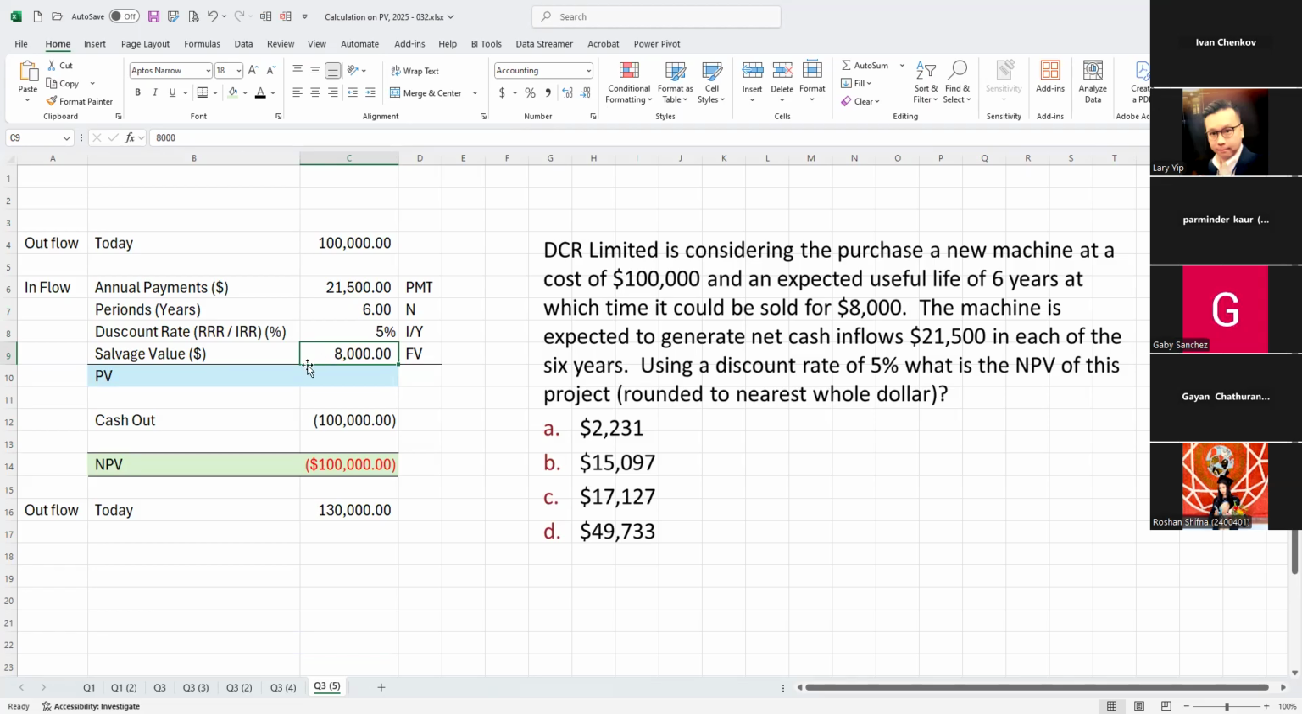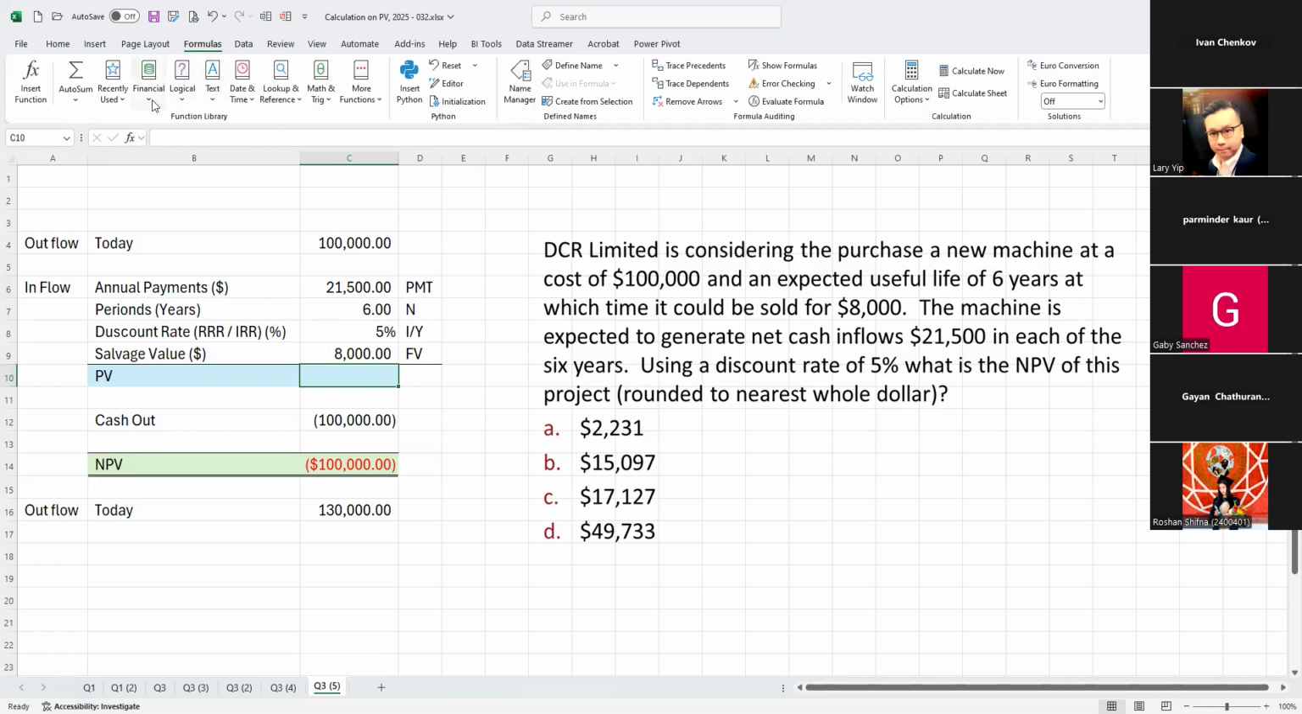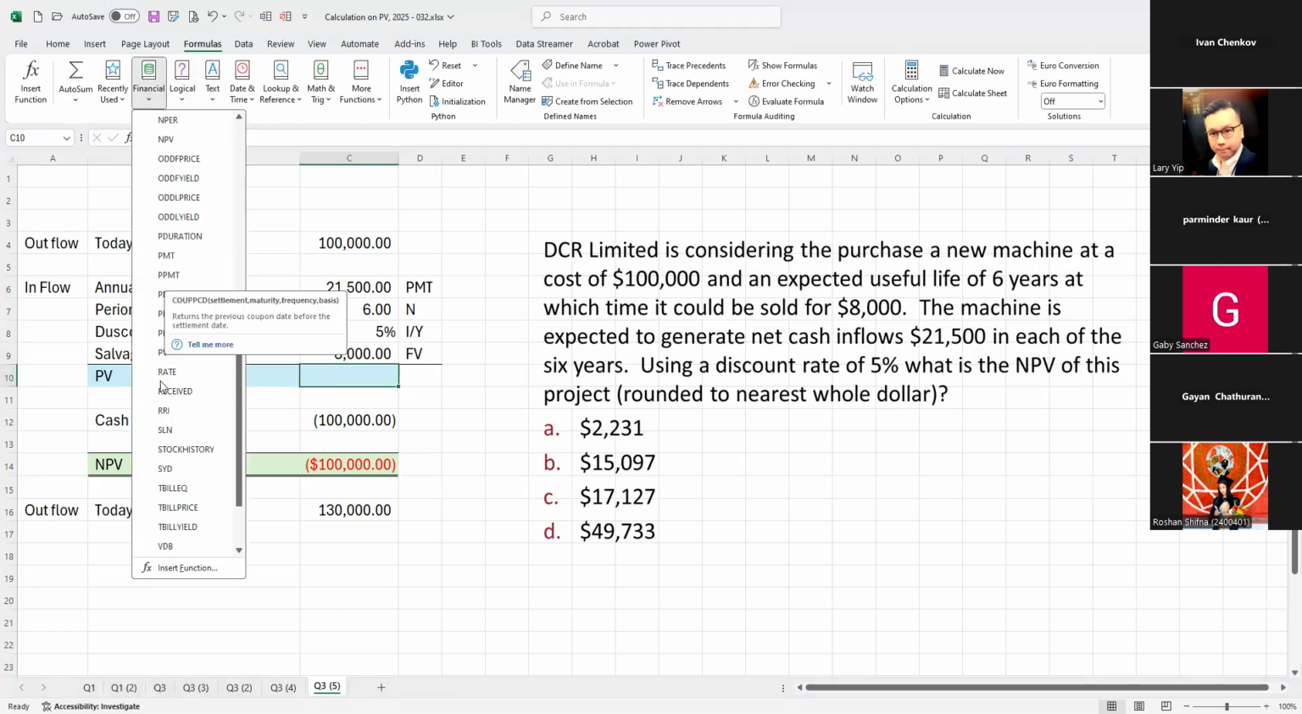So basically what we have to do is find out how much is the value of 21,000 we received at the end of the first year today, 21,500 received at the second year today, and keep going, that's 6 times, plus 8,000, which we're going to receive at the end of the 6th year. How much is the present value? Again, we can use the financial function here. We're going to go to the PV, which is the present value in this case.